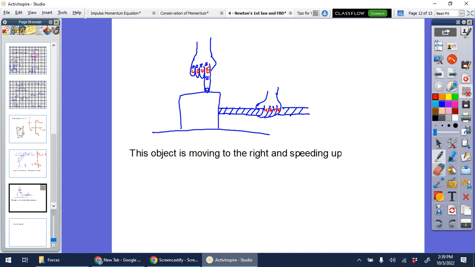All right, I'm going to ask you guys a series of questions that I'm going to ask a lot over the next couple weeks as a way to check to see if your FBD is right, and as a way for you to see if you are visualizing your FBD correctly.